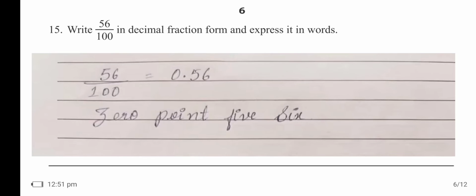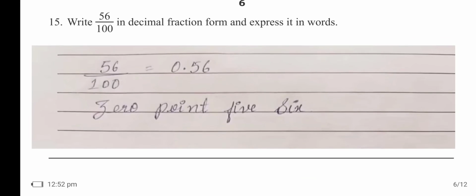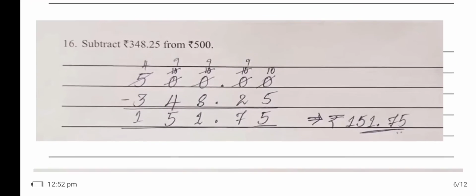Write 56 by 100 in decimal fraction form and express it in words. So 56 by 100, when we divide it, in the decimal fraction, 0.56 will be the answer. 0.56, you have to write it in words also, don't forget it.